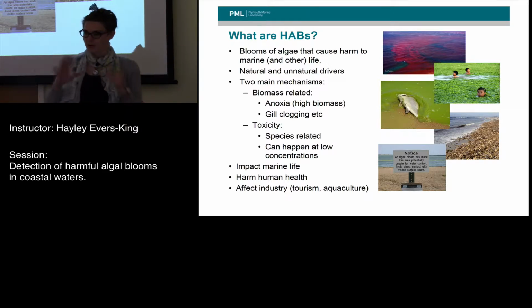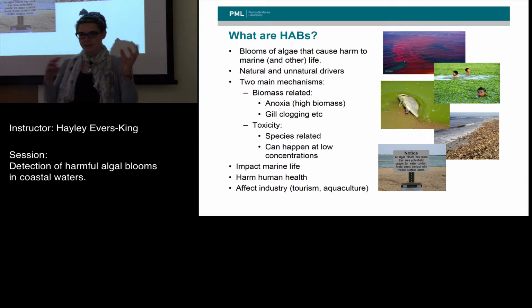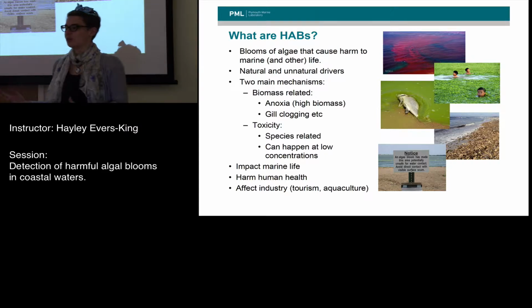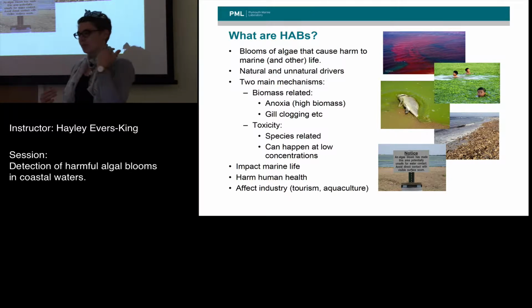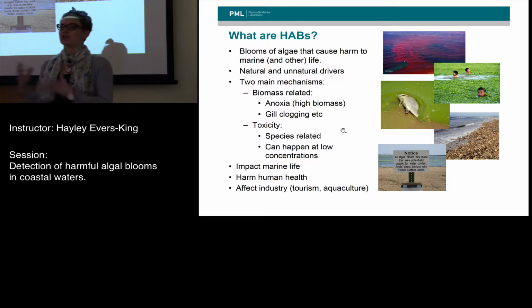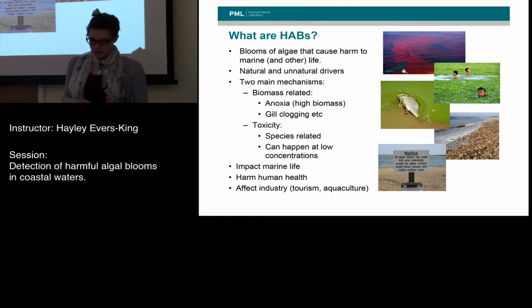Some of you may already know a bit about them. It's a loose definition actually. You have them as blooms of algae that cause harm in some way to marine and other life, including what's in the sea and us. And they can have both natural and unnatural drivers. They can occur naturally due to the type of ocean circulation you've got going on, or they could be as a result of an influx of nutrients from land, for example eutrophication, you may have heard it called, that sort of phenomenon.